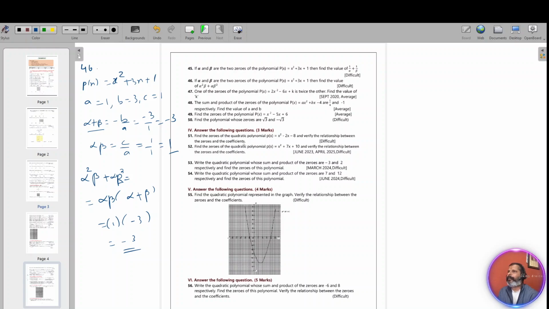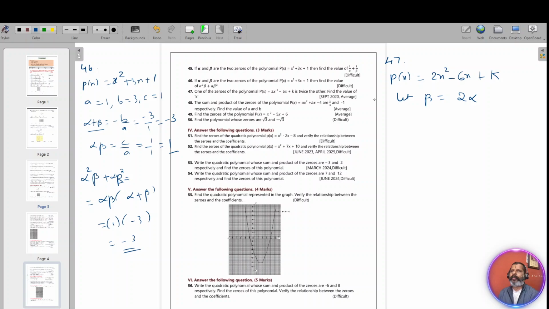47th. If one of the zeros is twice the other. Please remember, one of the zeros is twice the other, and find the value of k. Okay. We'll take the first expression here. P of x is equal to 2x square minus x plus k. That is the polynomial given. And we say let beta is equal to 2 alpha, or you can say alpha is equal to 2 beta also.